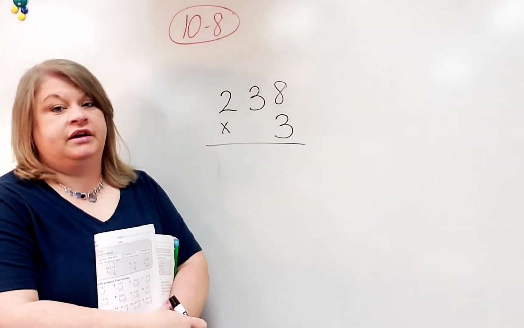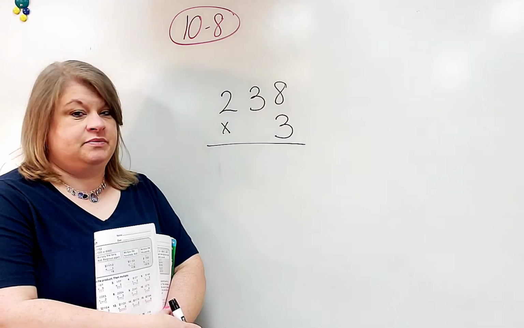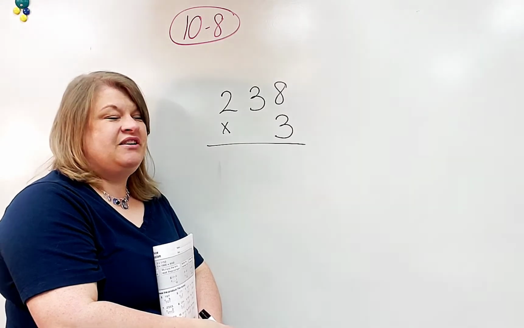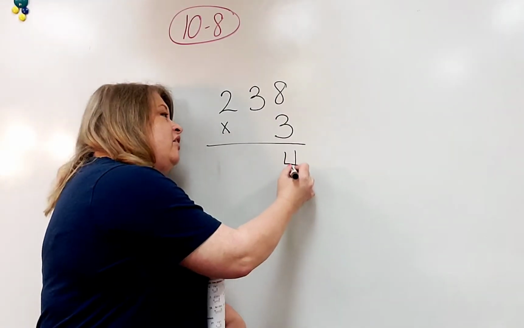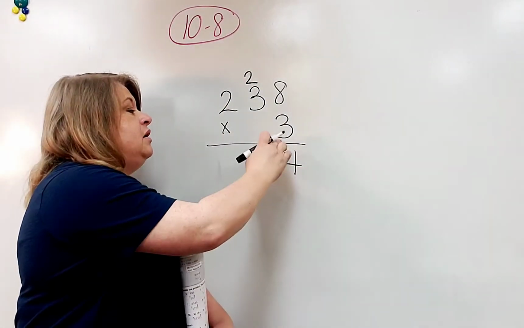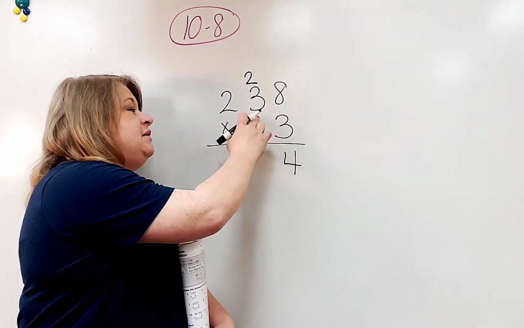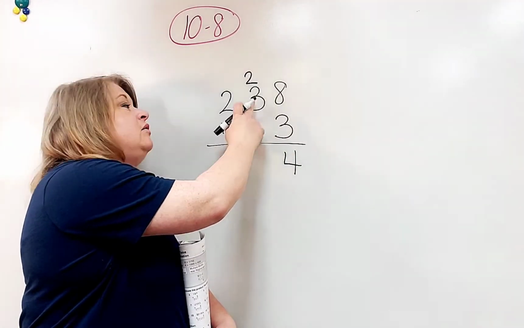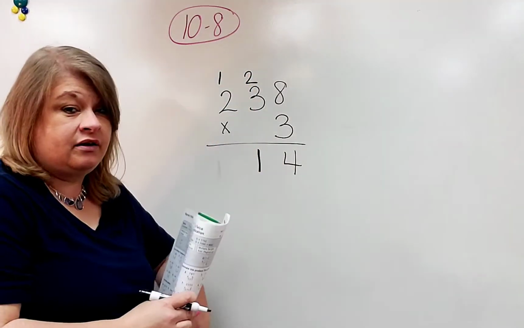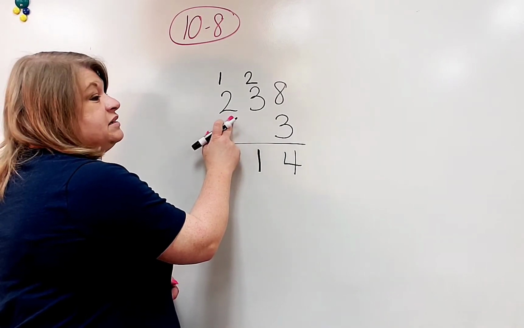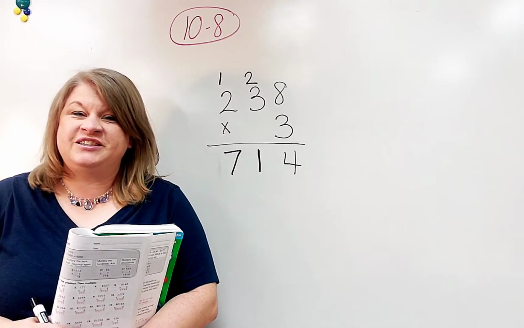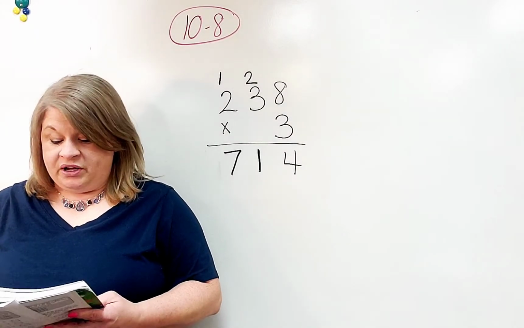Where do I start, third grade? In the ones place. 3 times 8. What's the answer? 24. I put the 4 here and the 2 up here. It reads this direction, 24. Now I'm going to go on to my next column. 3 times 3 is 9, plus 2 is 11. I'm going to put the 1 here, and I'm going to bring the 1 up here. 3 times 2 is 6, plus 1 is 7. 714. Do you see how that works? We're regrouping twice.